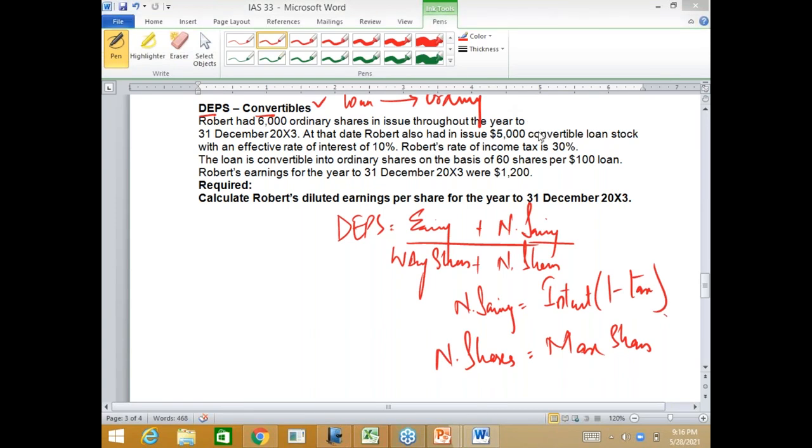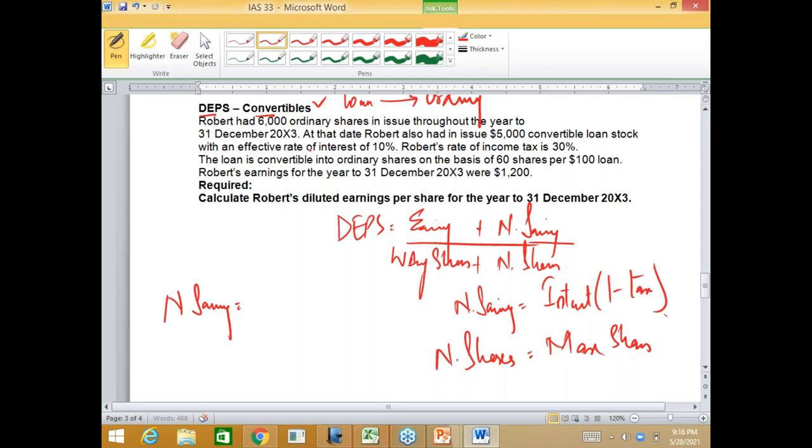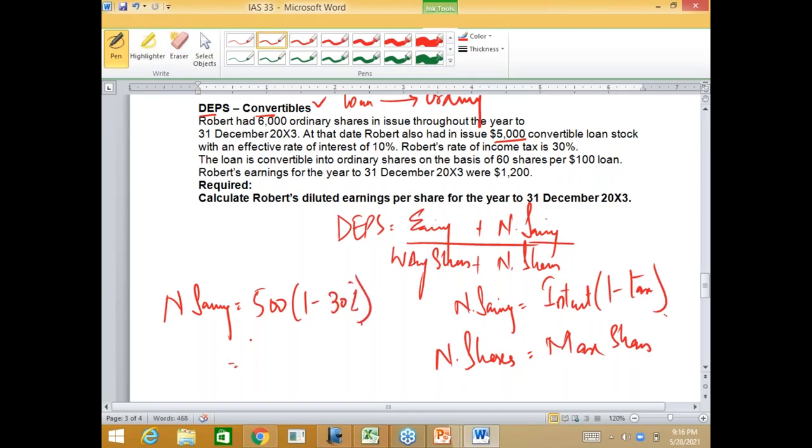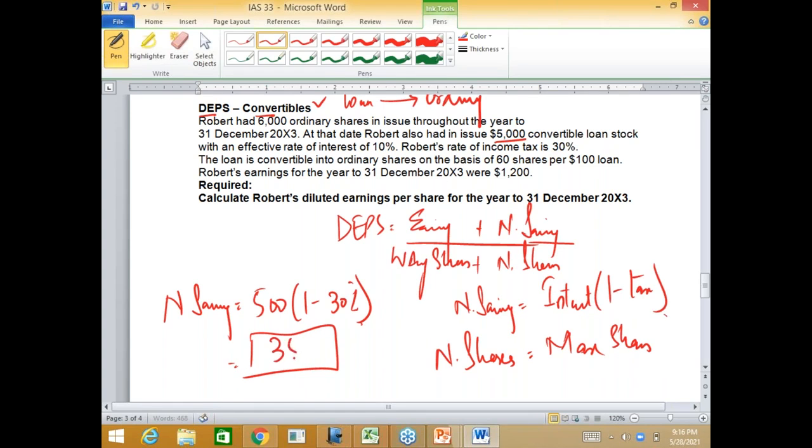Now the notional savings will be the interest of the loan. The loan is having a value of $5,000 and its interest rate is 10%. So there will be an interest of 500 and 1 minus tax rate means you need to take the 70% of the interest cost, which is 350.